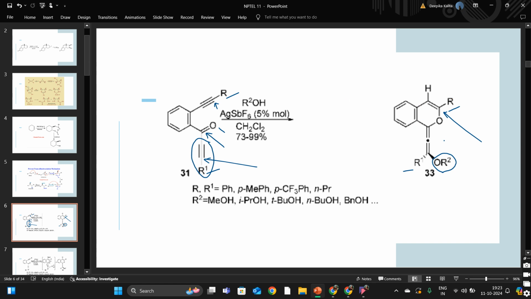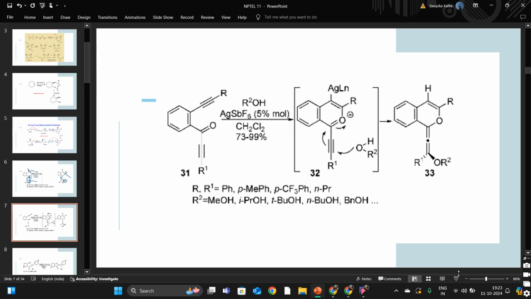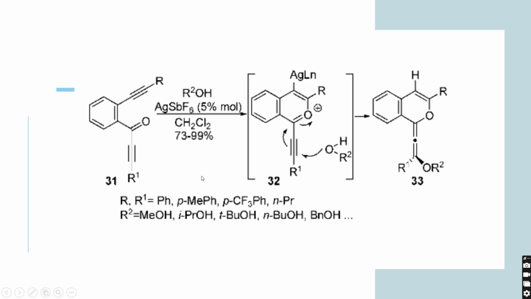Okay, so now we know what are the changes that are taking place. So this alkyne is now converting into an allene, and the carbonyl is now linked to the upper alkyne. Okay, so let us go through the mechanism of how this reaction is taking place. So at first what happens, we have silver antimonate catalyst.